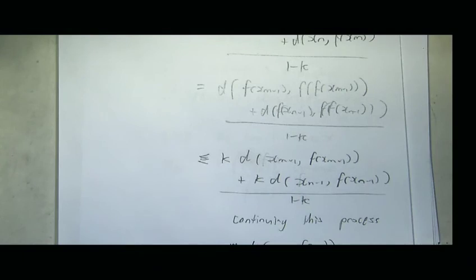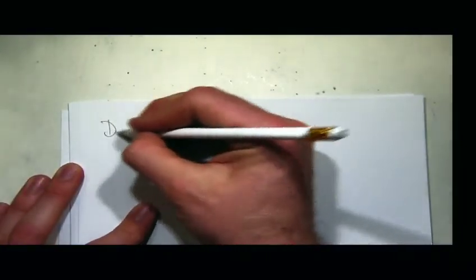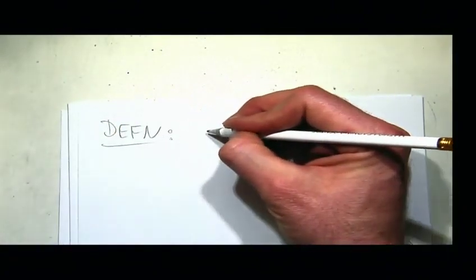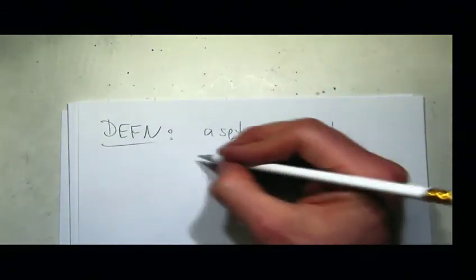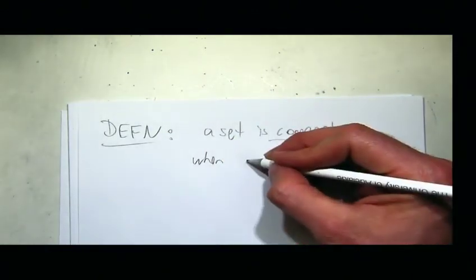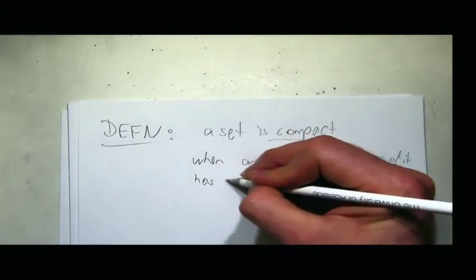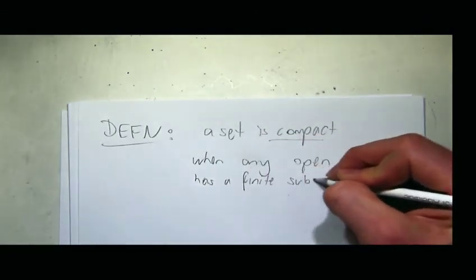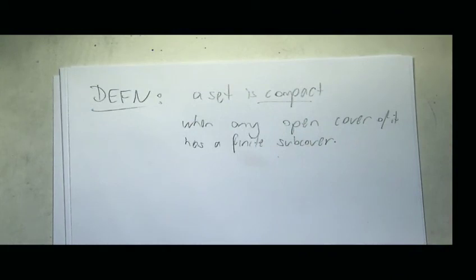So the Weierstrass theorem says, okay, right. So there's only one more definition, by the way, which for completeness' sake I should put in here. A set is compact when any open cover of it has a finite subcover, where open cover means a set of open sets that covers the set.